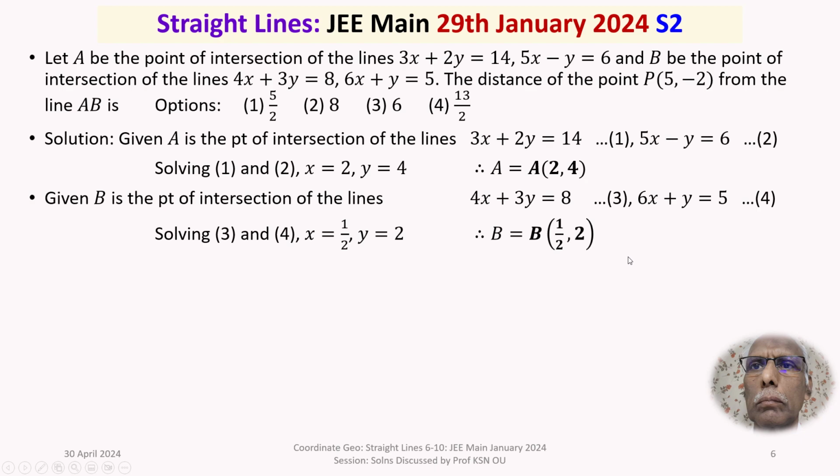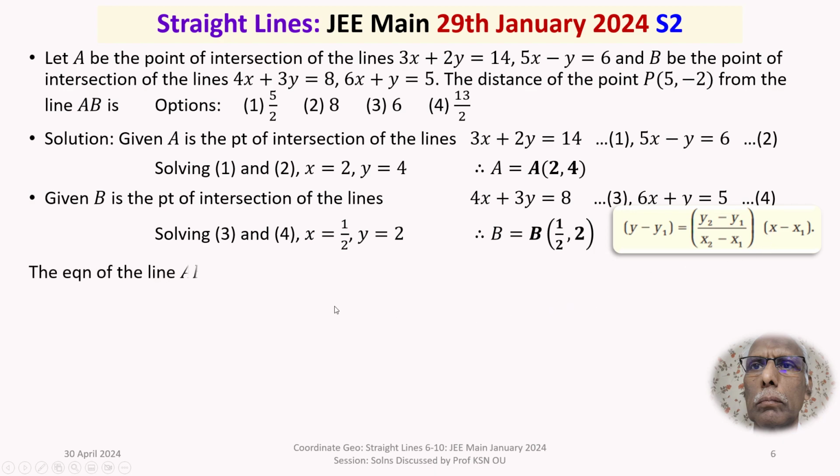Now, we want to find the distance of this point P from the line AB. So, we know A, we know B. Write down the equation of the line using the 2-point form. This is the formula that you can use: x1, y1, the coordinates of A, x2, y2, the coordinates of B. So, the equation of the line AB is given by this equation.